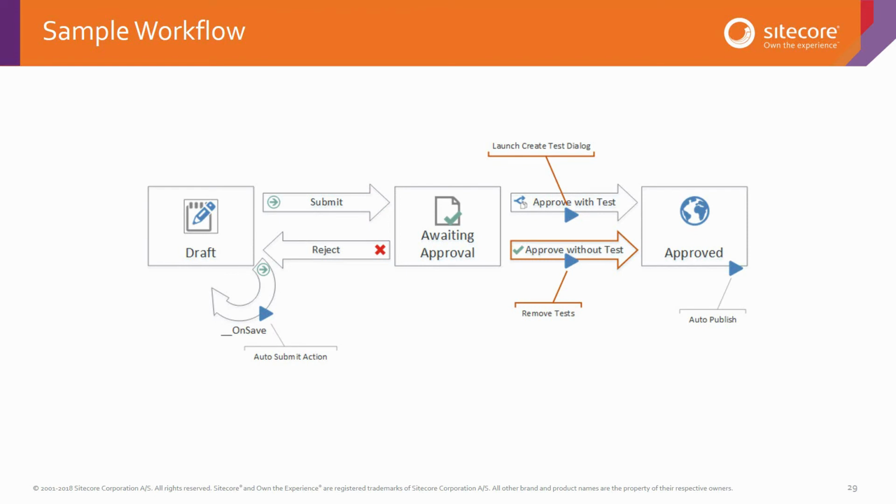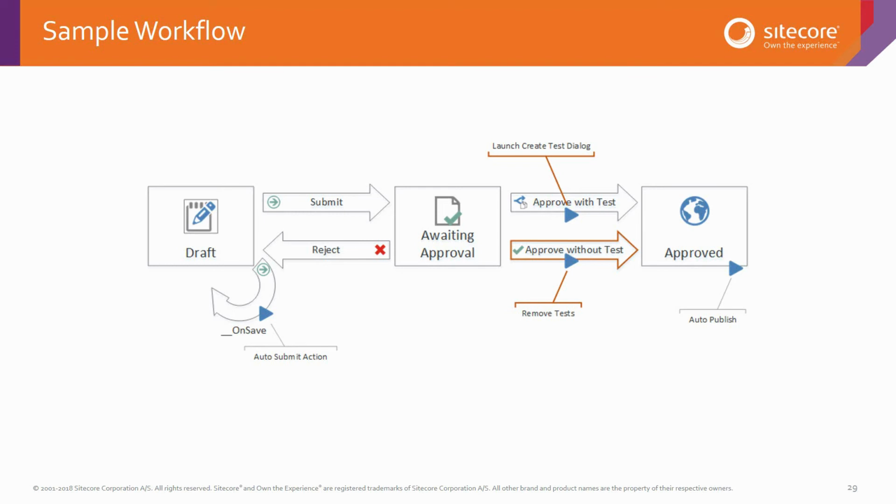Now, the main entry point into content testing for content authors in Sitecore is through workflow. And that may require a bit of setup by developers on the front end. But this diagram shows the sample workflow that's shipped out of the box in Sitecore, along with all the other workflows, and it highlights the relevant parts for content testing. So notice someone creates a draft and they submit it for approval. You've got this approve with test or approve without test option.